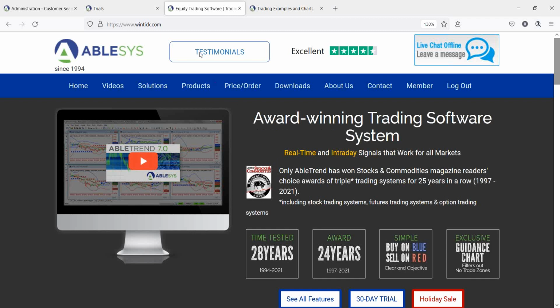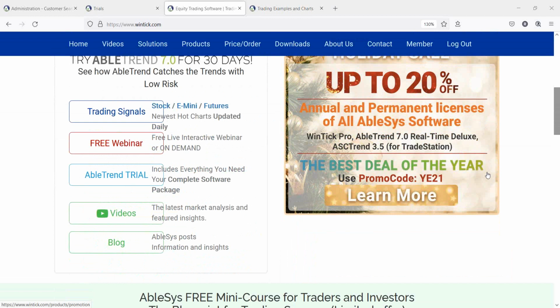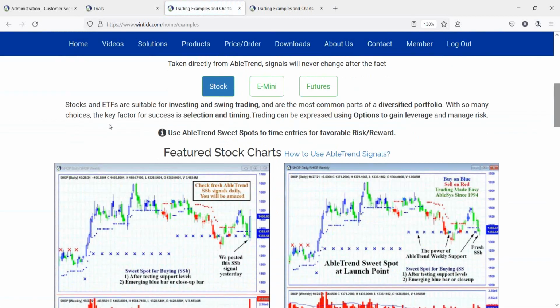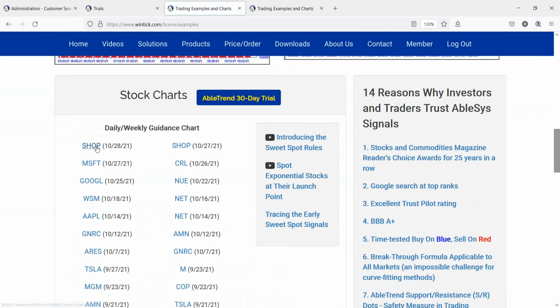Here's our main website, wintick.com, ablesys.com, same thing. You scroll down a little bit. You can see right over here it says trading signals. If you click on trading signals, we've been updating this every day. You just scroll down here. 1028 is today. 1027. So we get a bunch of new signals right here. It kind of gives you a heads up on some of the new buy signals that came into the market. We're just giving that away for free just to be helpful.